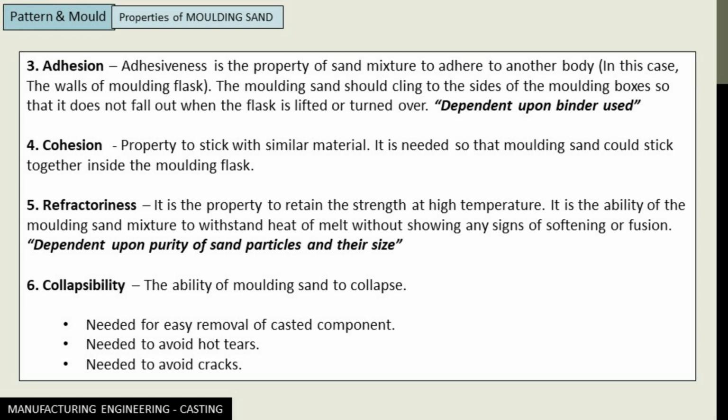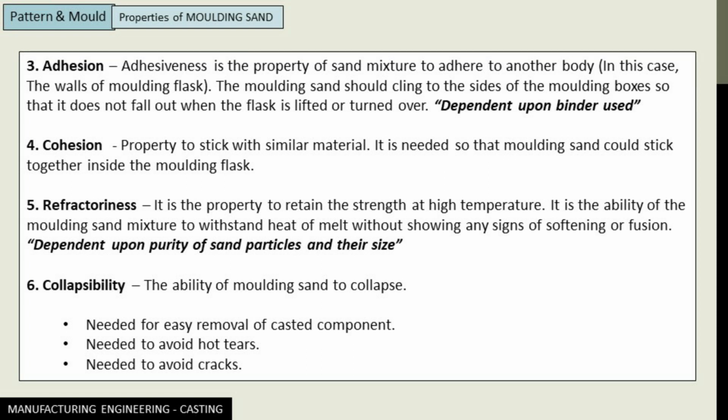Next we have refractoriness. It is a property to retain the strength at extreme temperatures. It is the ability of the molding sand mixture to withstand heat of melt without showing any sign of softening or fusion. It is completely dependent upon the purity of sand particles and their size.